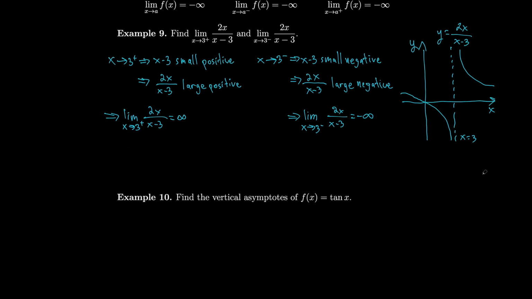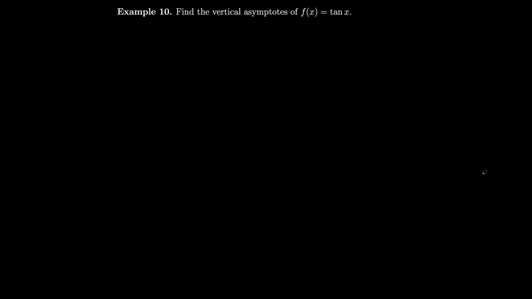Okay, lastly, let's find the vertical asymptotes of f of x equals tangent x. So we know that the tangent of x is equal to sine of x over cosine of x. So that means that if we want this thing to blow up, we want to see where there's an asymptote. We need the denominator to get closer and closer to 0. We want a very tiny denominator, because when we divide by a very tiny number, we get a very big number. So let's take a look really quick at the graph of cosine to see where that thing gets near 0.